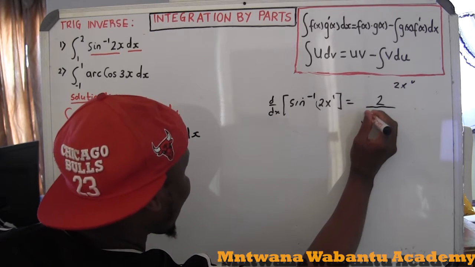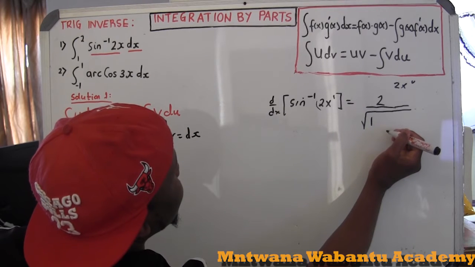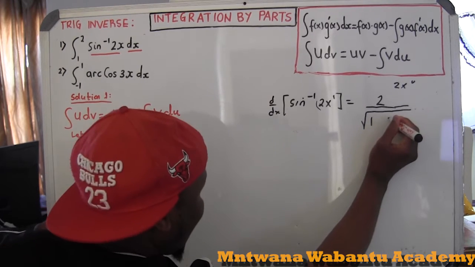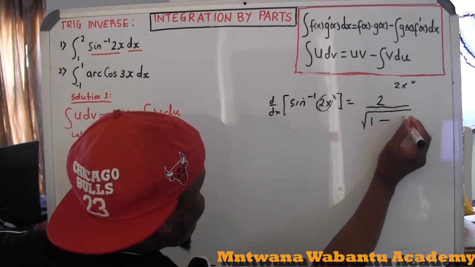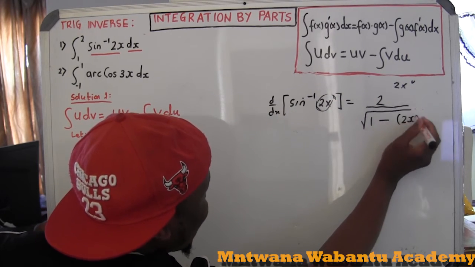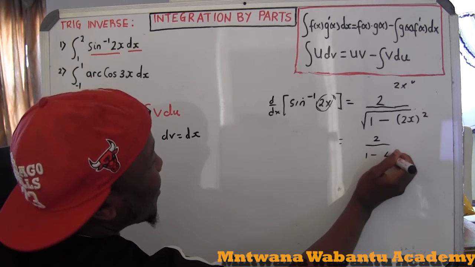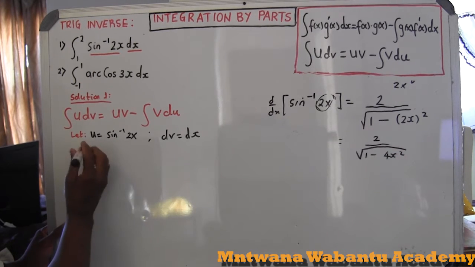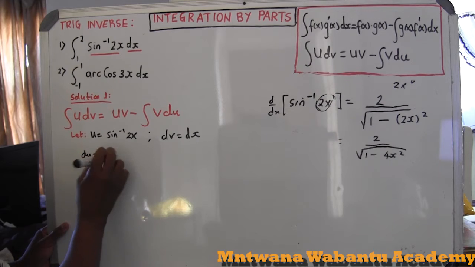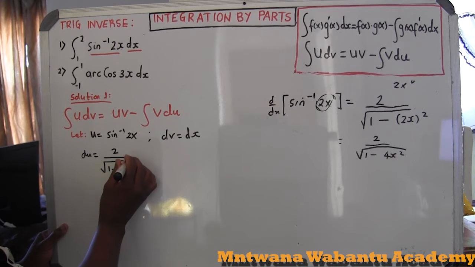And then you put under a square root, this is a rule for sine inverse: 1 minus, and then take exactly what is inside, 2x, and square it. This gives 1 minus 4x squared. So when you differentiate u, it gives du, and differentiating everything here gives 2 over the square root of 1 minus 4x squared.